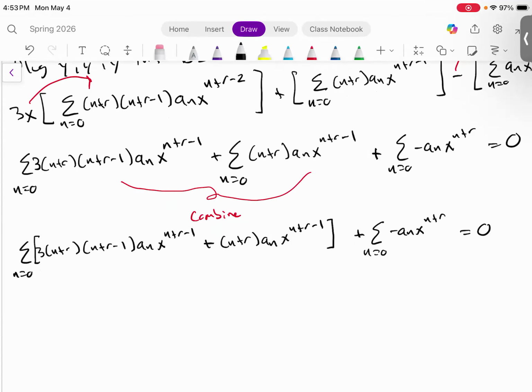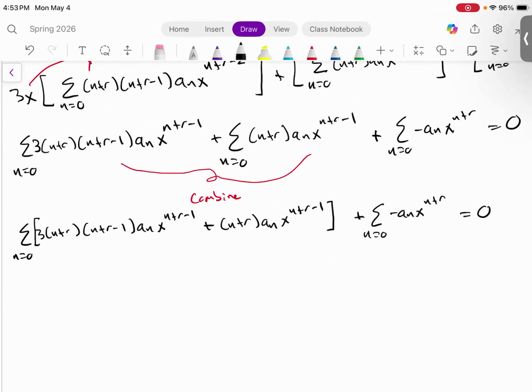Okay, so we've got two power series now since we combined. And remember, we're trying to simplify this down into essentially one power series so that we can set up a recurrence relation and find our coefficients and all that good stuff. So we're trying to get this into one power series. So what else can I do?